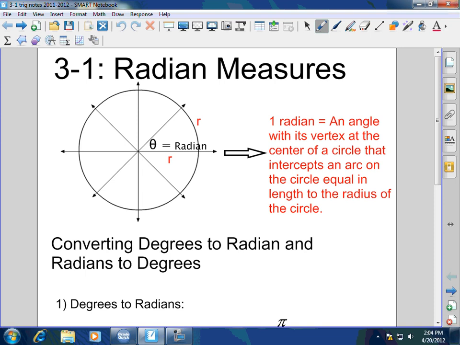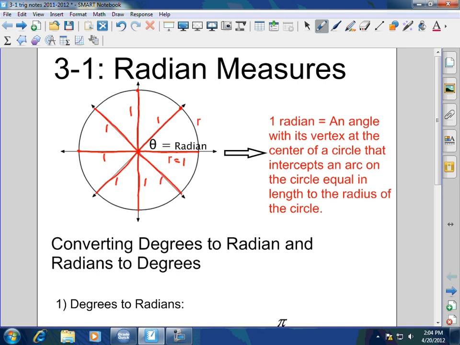We know that when we're talking about a unit circle, gentlemen, the radii of that unit circle is 1, right? So all of these radii are 1. That's what defines a unit circle. It's a circle where the radii is equal to 1.